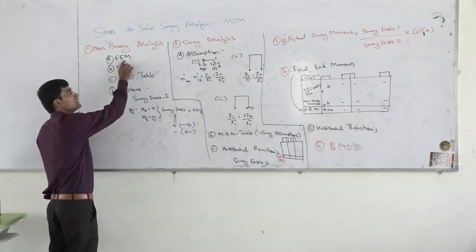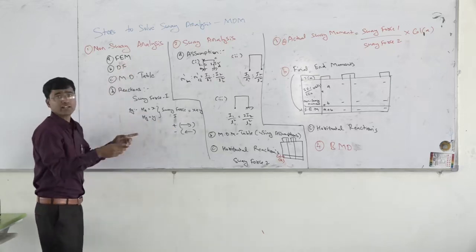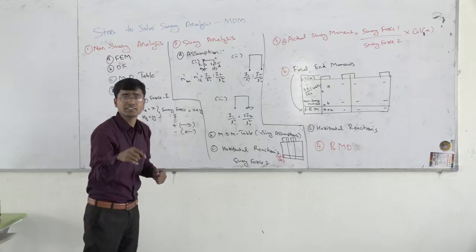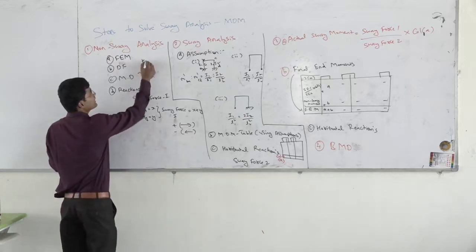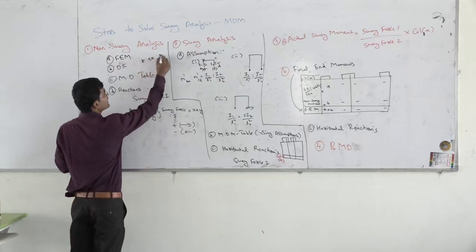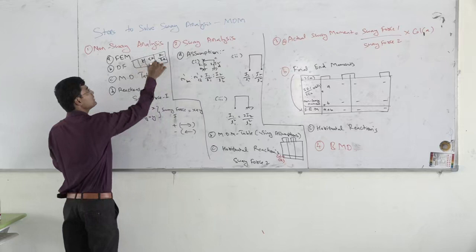Once you have found the fixed end moments, you have to go with your distribution factor. We have k, the summation of k, and k upon summation of k, the stiffness factor. So we have our tabular column here, and that tabular column we have to find.